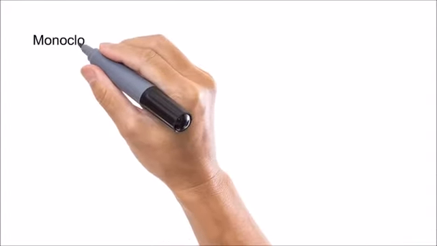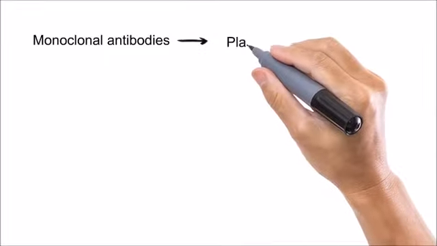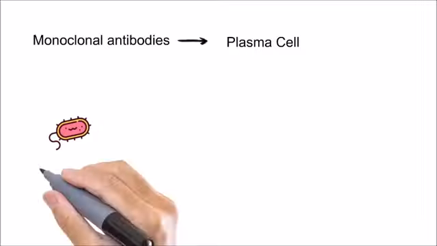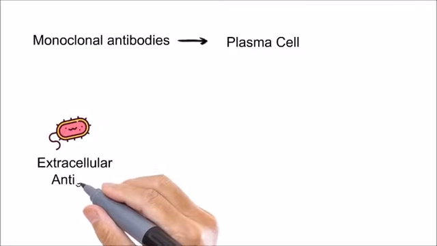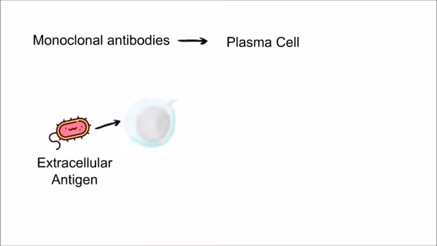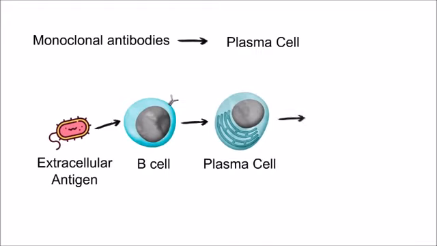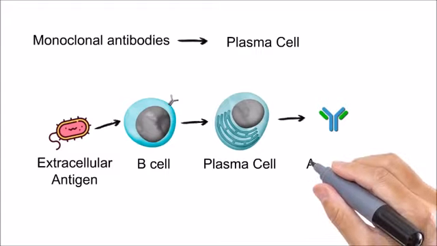Basically, these monoclonal antibodies are produced by a white blood cell which is called a plasma cell. Whenever any antigen enters the body, especially an extracellular antigen, the B cell or B lymphocyte gets activated by it and is converted into a plasma cell. And finally, this plasma cell secretes the antibodies against that particular antigen.